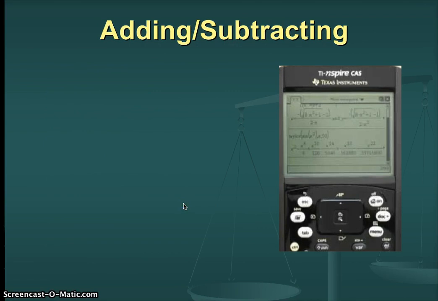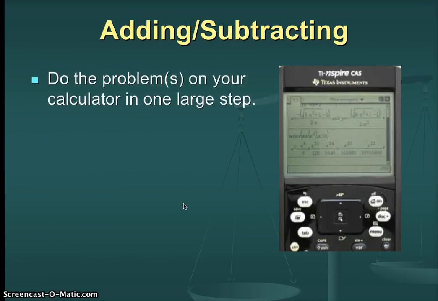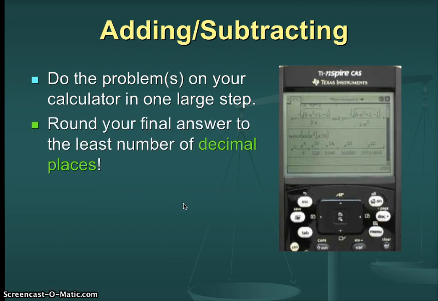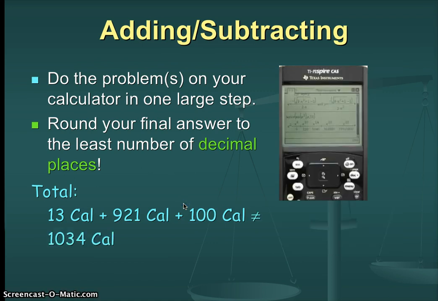The rules are almost the same for adding and subtracting. Do the whole thing on your calculator in one large step. Do all the addition and subtraction together. When you're done, round your final answer to the least number of decimal places. For instance, if you're trying to find the total energy intake, if you had 13 calories, 921 calories, and 100 calories, that's not, strictly speaking, 1,034 calories. Certainly not if you're a scientist.